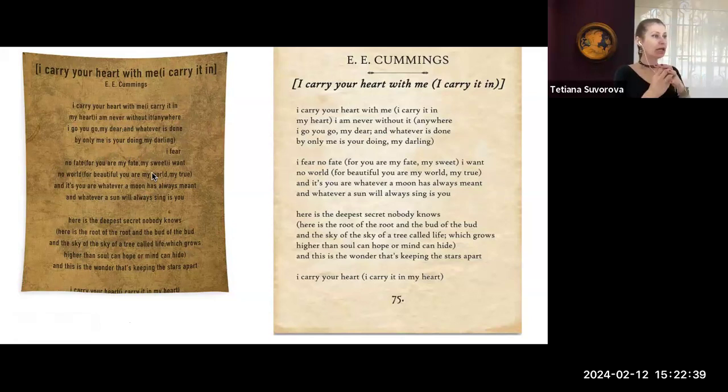Yes, he has deep feelings for her, and I like these repetitions. Here is the root of the root and the bad of the bad. So it's very important for him, this metaphorical implication of some image plus repetition that emphasizes it, and the sky of the sky of a tree called life. You see, so everything is given nature. So the images are taken from nature.